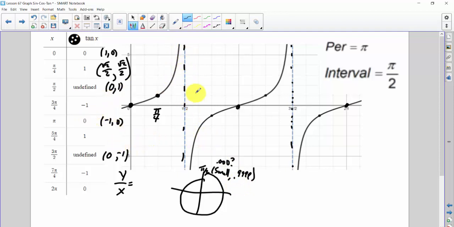When I go now to 3 pi over 4, I end up with a negative root 2 over 2 and a positive root 2 over 2. And I put those over each other and I get a negative 1, which is notated here. At 5 pi over 4, again, I get another value of positive 1 because I'm in the third quadrant. And at 7 pi over 4, I get another value of 1, except this time it's negative because I'm in the fourth quadrant. Okay, and you'll notice the tangent looks like this. It always increases. Number 1, it's always going up.